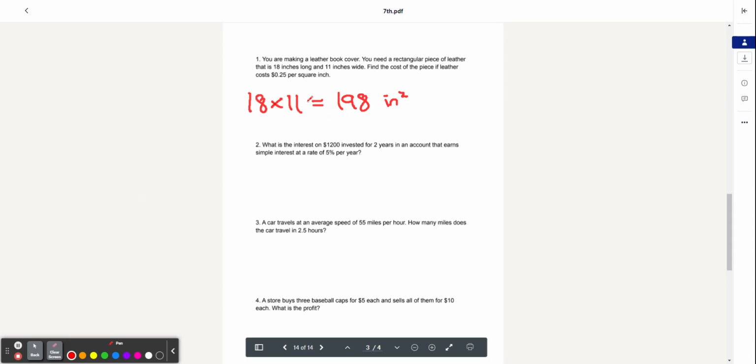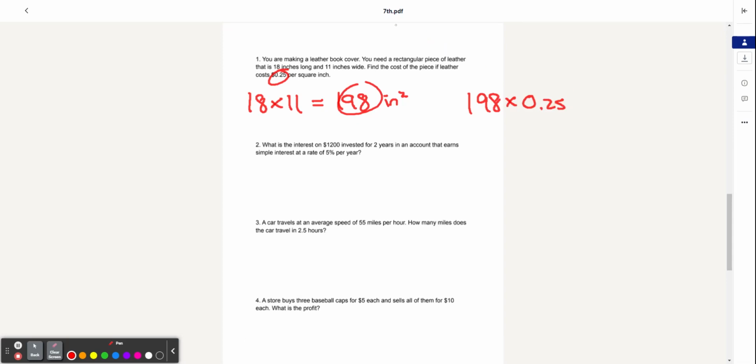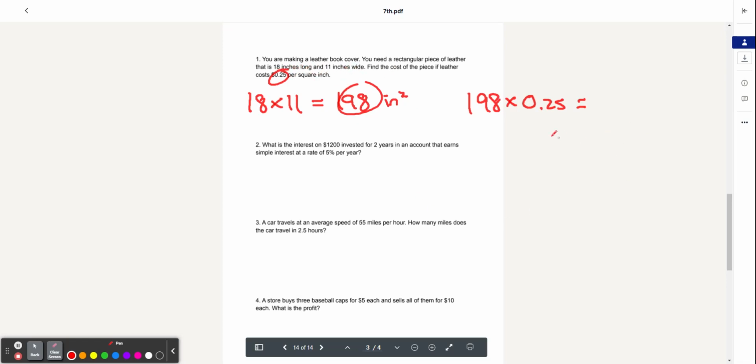And now we can find the cost by multiplying this value by 0.25. And 198 times 0.25 is 49.5. So the cost of a leather piece that is 18 inches long and 11 inches wide is $49.50.